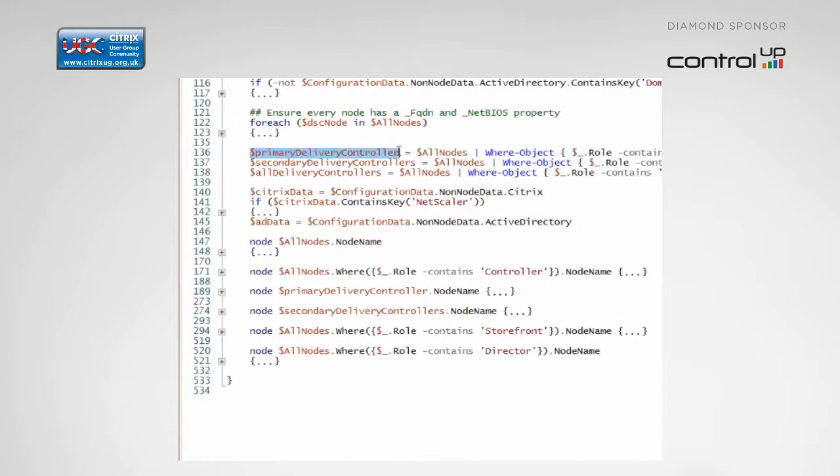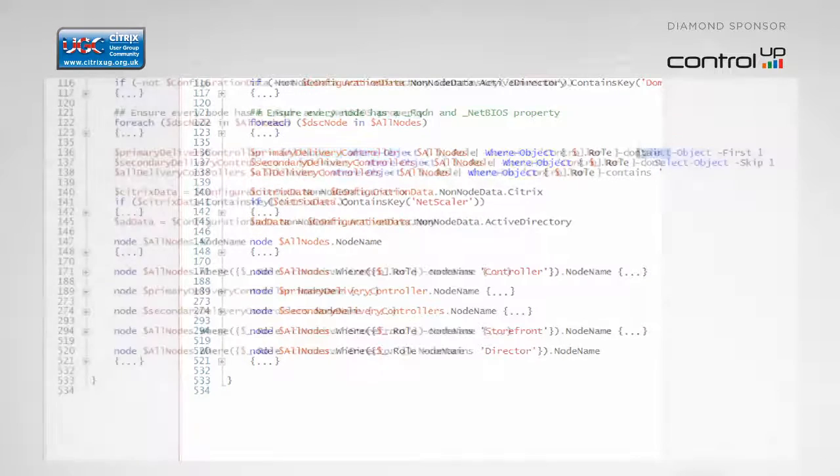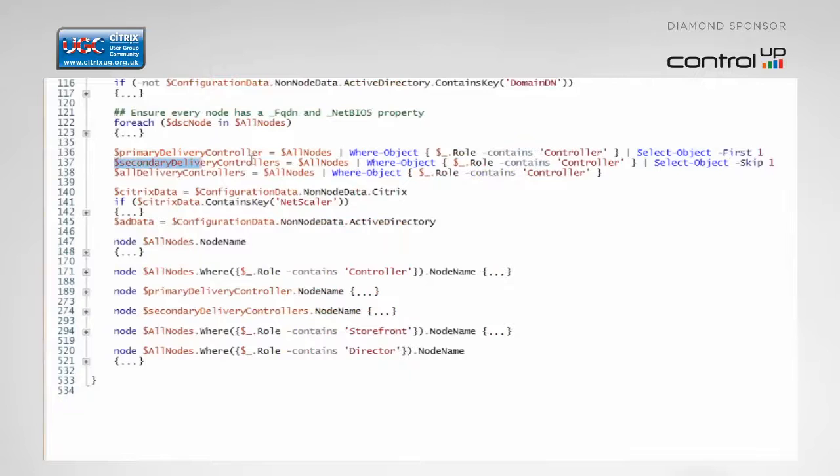But ultimately, I'm going to end up with a primary delivery controller. So of all of my nodes that are defined to install the delivery controller role, one's going to be designated primary. So I'm going to select the first one that's in the list, and then all my secondary ones are going to be everything except the first one. Okay, because obviously we only need to create the site on the first one. The other delivery controllers just need to join the site. And obviously all delivery controllers, which we use when we're configuring the farm settings within Storefront.